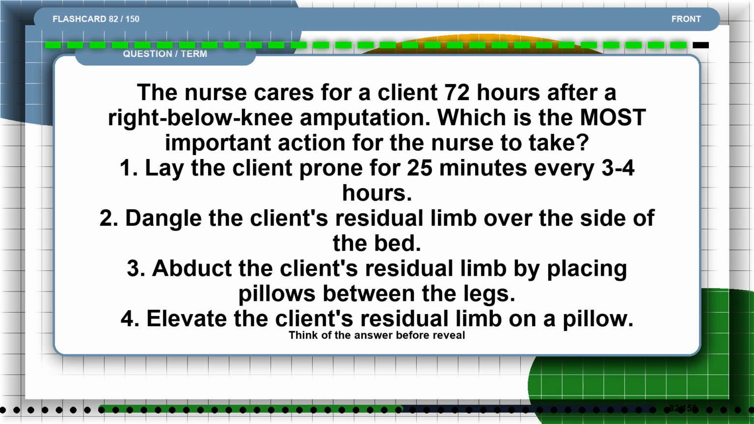Flashcard 82. The nurse cares for a client 72 hours after a right below knee amputation. Which is the most important action for the nurse to take? 1. Lay the client prone for 25 minutes every 3-4 hours. 2. Dangle the client's residual limb over the side of the bed. 3. Abduct the client's residual limb by placing pillows between the legs. 4. Elevate the client's residual limb on a pillow. Think of the answer before the reveal.